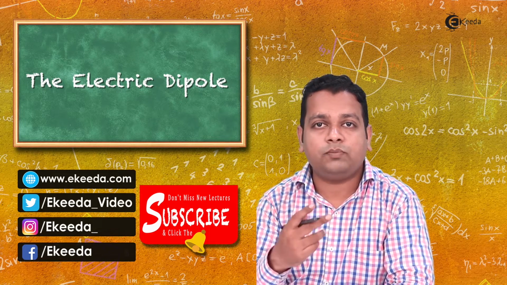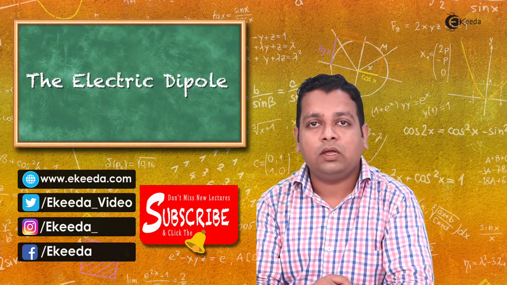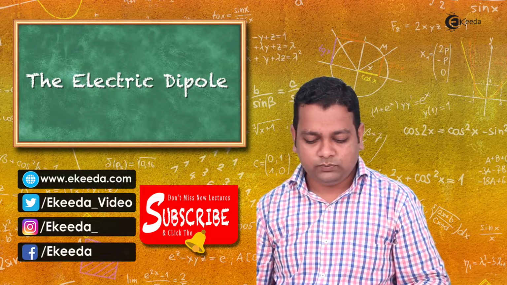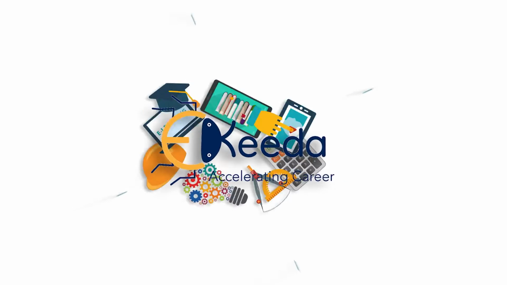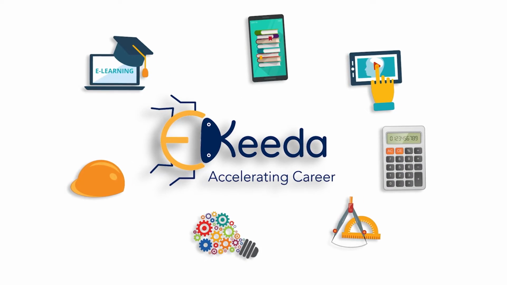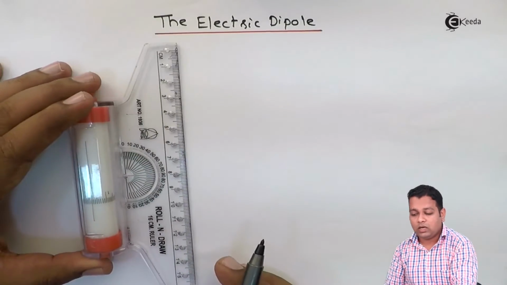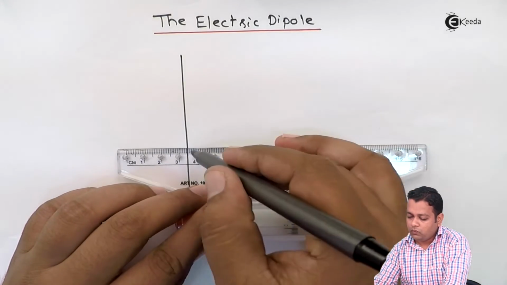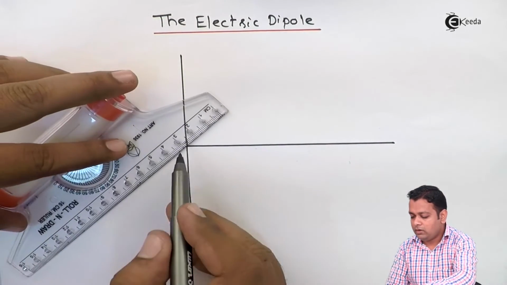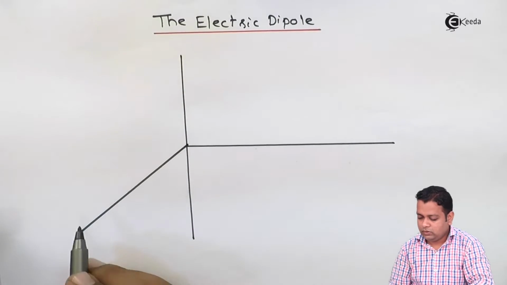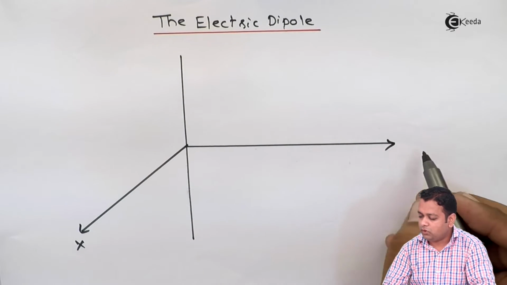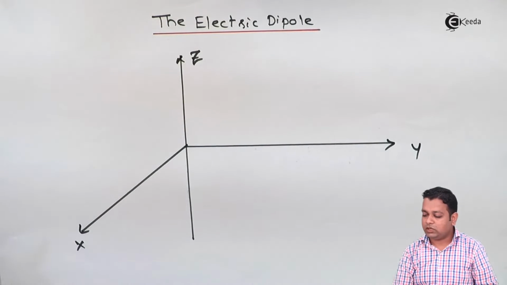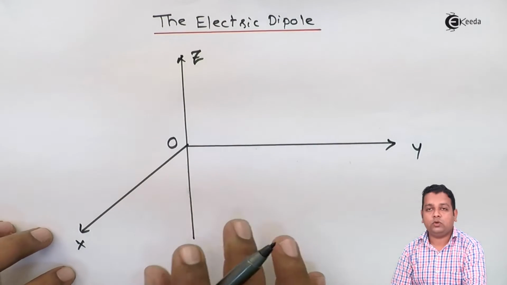Now the source of charge will be a pair of two oppositely charged point charges having the same magnitude. So let us see. For diagram purposes, we take the help of 3 axes: Z axis, Y axis here, and X axis. We know X axis in positive, Y axis in positive, Z axis in positive. We have this representation, intersecting at the origin O.